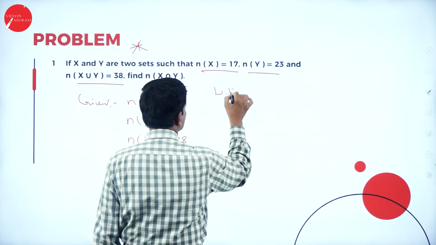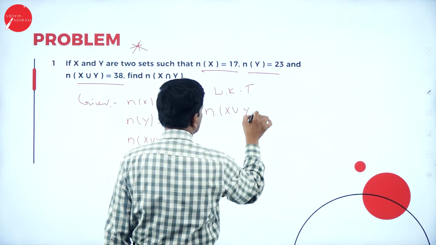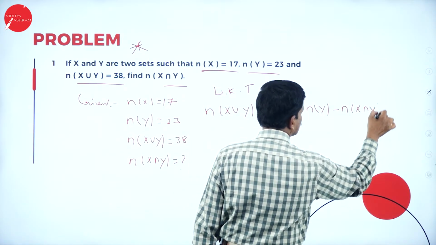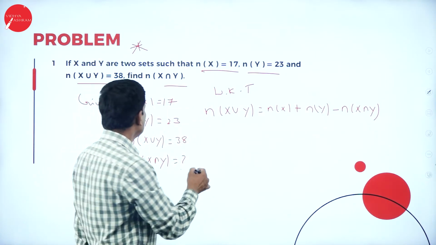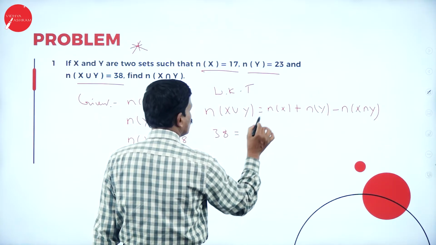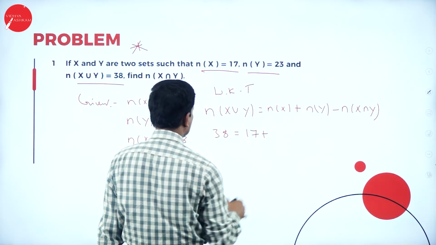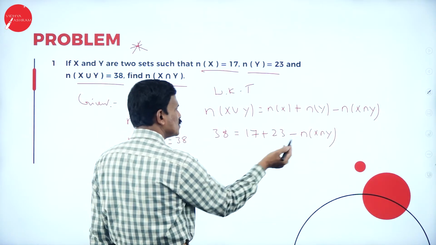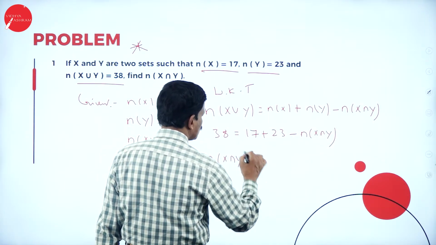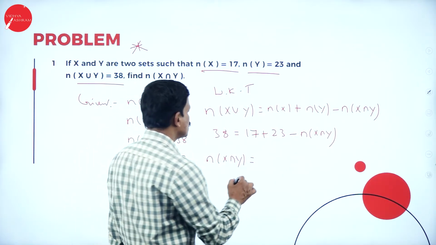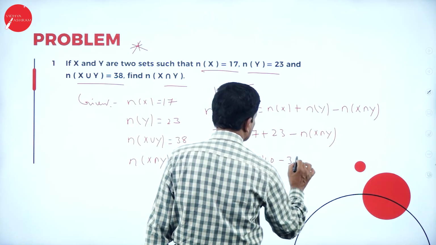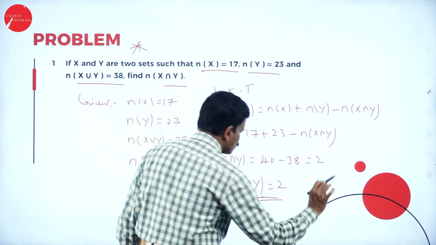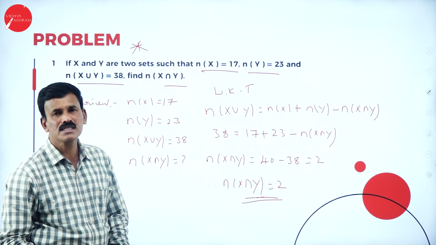Now we have the formula. We know that n of x union y is equal to n of x plus n of y minus n of x intersection y. This is the formula we are going to use. So, n of x union y is 38, equal to n of x, which is 17, plus n of y, which is 23, minus n of x intersection y. Now, just interchange this. So, n of x intersection y is equal to 23 plus 17, which is 40, minus 38, that is equal to 2. Therefore, the number of elements in x intersection y is equal to 2. That's it. If you do this much, you will get 5 marks. Very simple problem indeed.